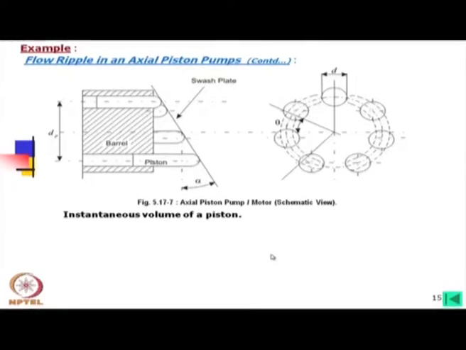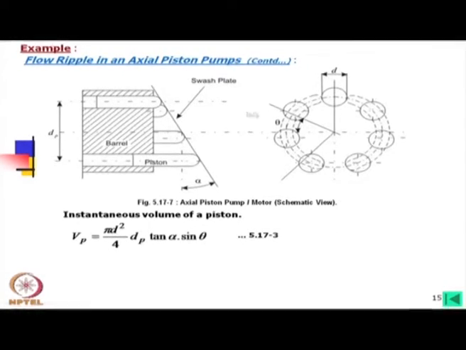Now, the instantaneous volume of a piston can be written as follows. You see, pi d square by 4 is the area of a single piston, and then dP is the pitch circle diameter. dP tan alpha is the stroke length. Now, this stroke length varies with the shaft rotation. If we imagine this height, then this is a sin theta. So, that is the displacement volume. Okay.